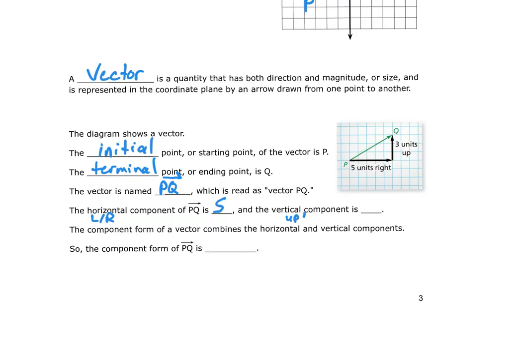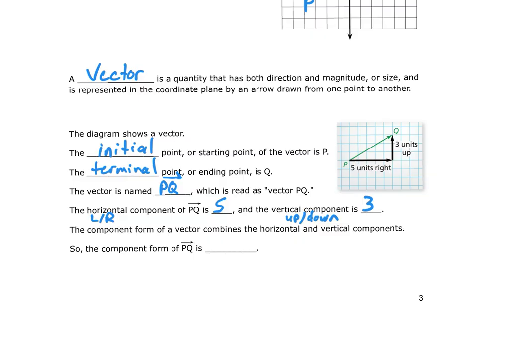Vertical component means up or down. In this case, we went up 3. If we went left, it would be a negative. If we went down, it would be a negative. But here, both of them were positive. Okay, and so then here's kind of the one thing that's a little bit different.